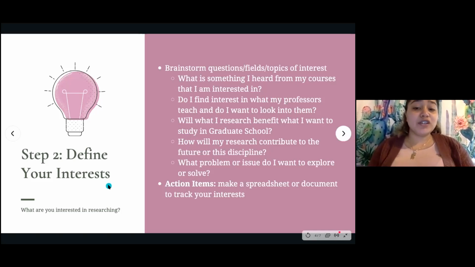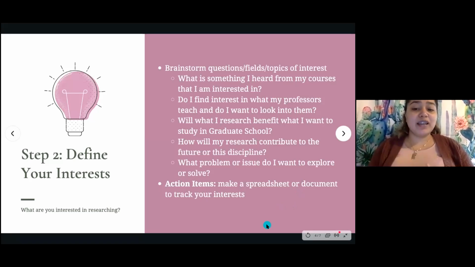How will your research contribute to the future of this discipline? So if you're a psychology major doing research in psychology, how is that going to help that field? You're trying to contribute something to advance the field. And then if there's a specific problem or issue that you're interested in, how are you going to explore that or solve it? Those are just some questions that you might want to answer when you're starting to think about a certain topic. Of course, there's a lot more to consider. These are just some that we wanted to put out here. You can find more guiding questions on our website.